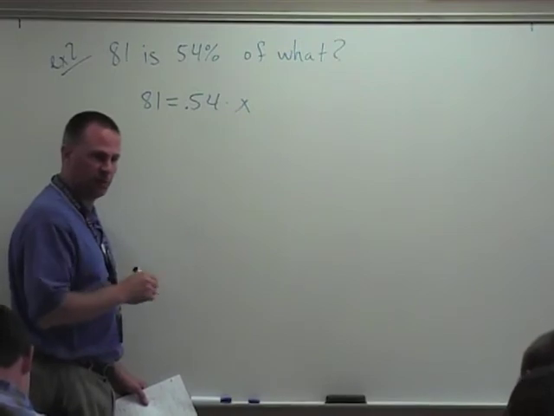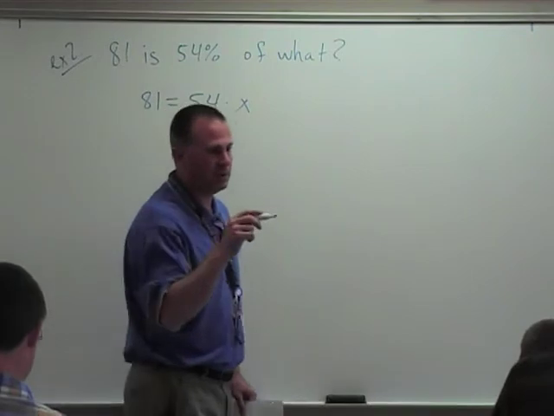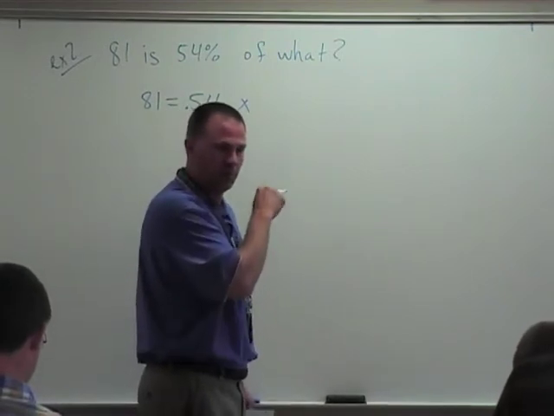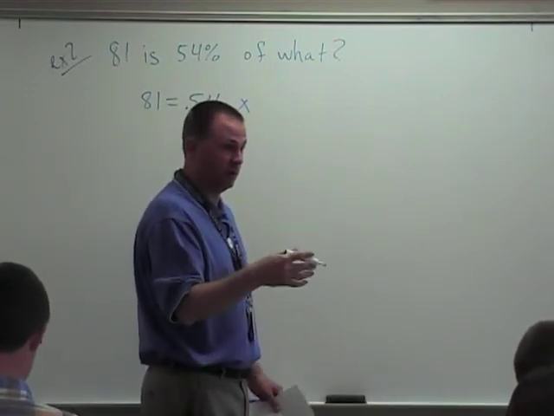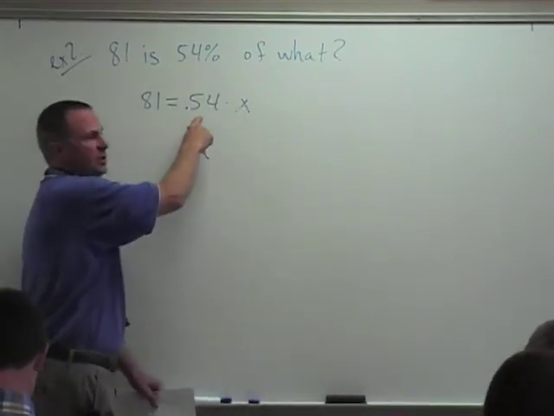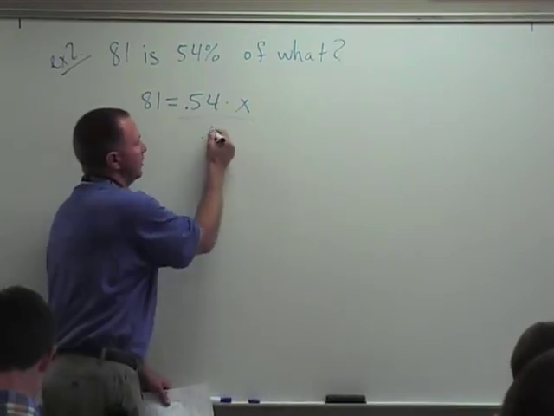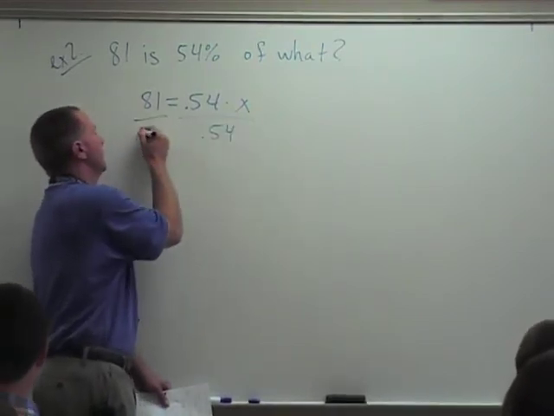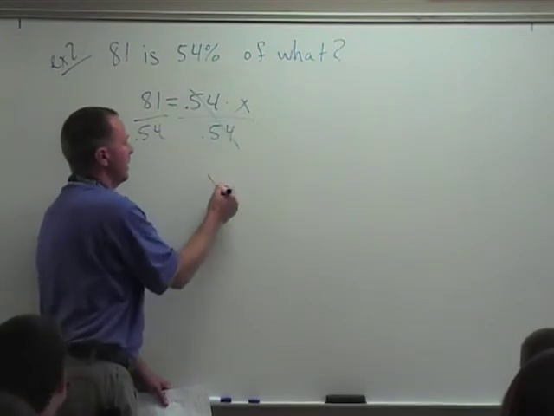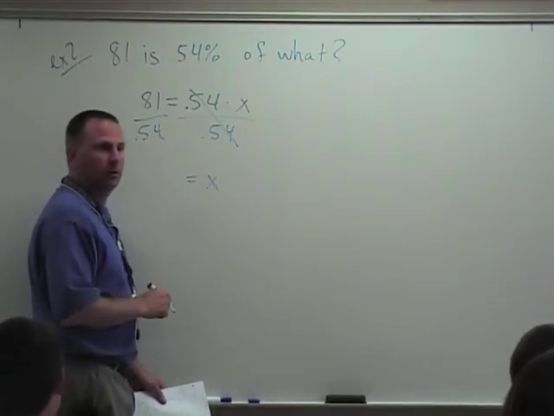54% is 0.54. Just like when you grade and we put a percentage at the top of the homework pages, you got to move the decimal to make it a percentage, but before you move the decimal, it was just a decimal. It's the same thing. If you're going to write the percentage as a normal number, you got to put it as a decimal, 0.54. Now you divide by 0.54. So x is 81 divided by 0.54.